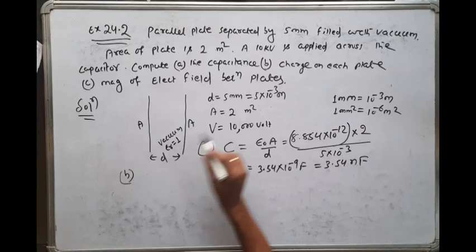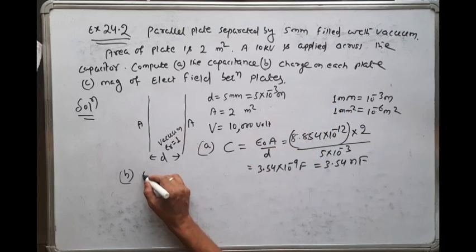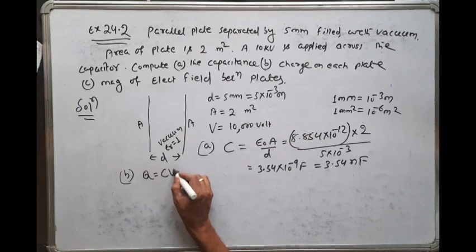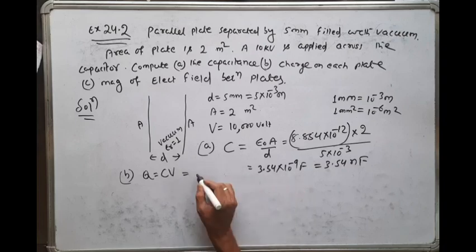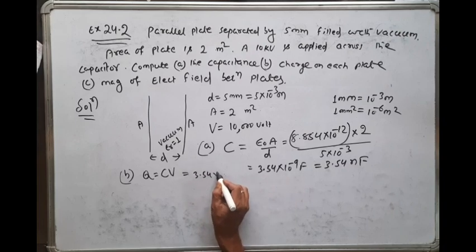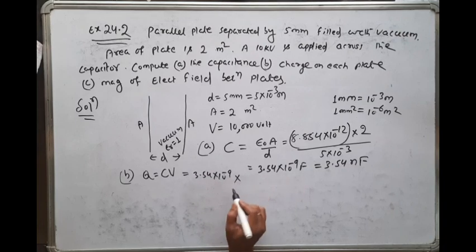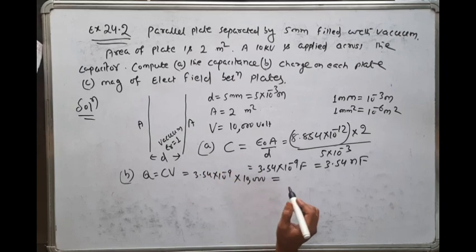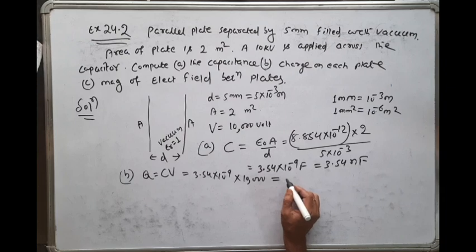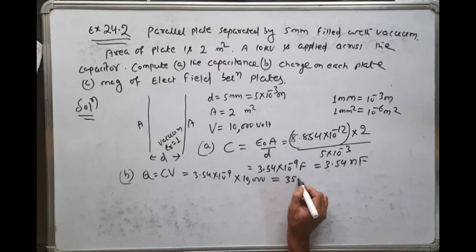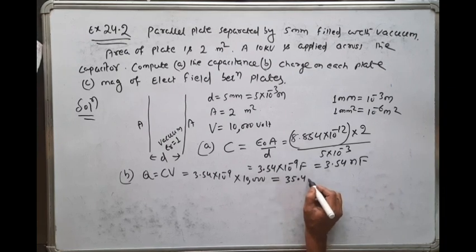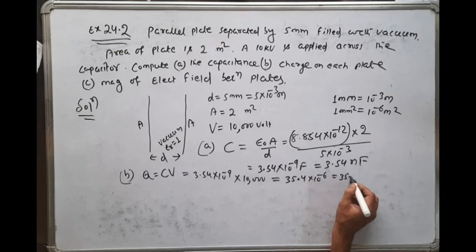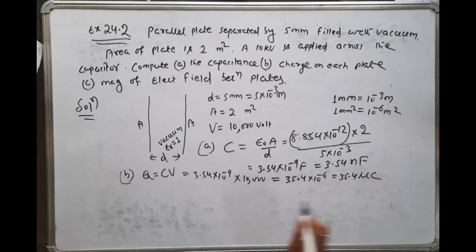Come to the second part: the charge on each plate. Q is equal to what? CV. So C is 3.54 into 10 to the power minus 9, into the voltage. What is the potential difference? 10,000. If you multiply, you will get 35.4 into 10 to the power minus 6, which is equal to 35.4 microcoulomb. This is the charge.